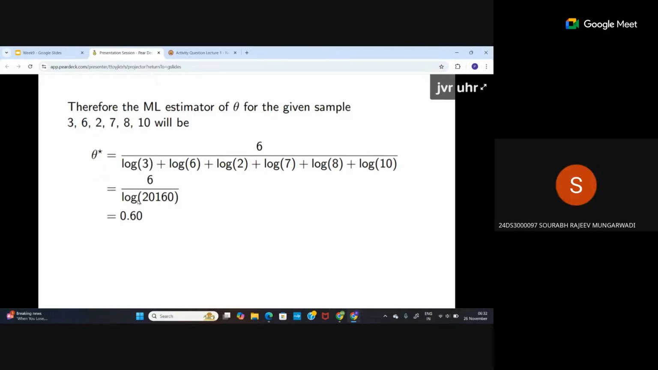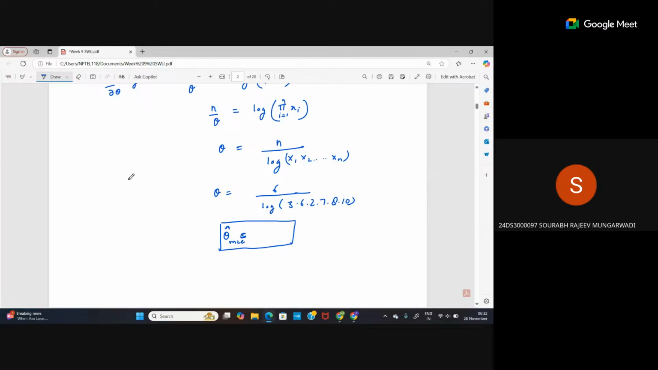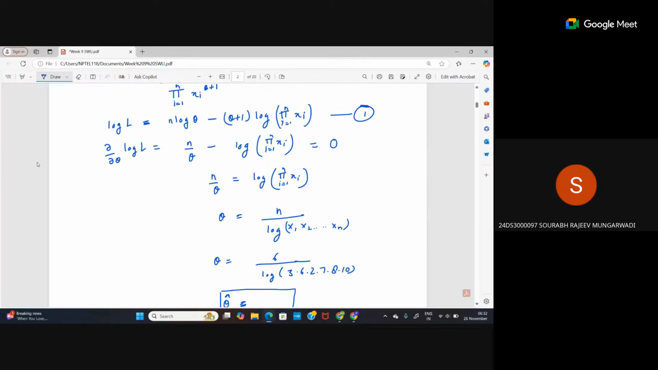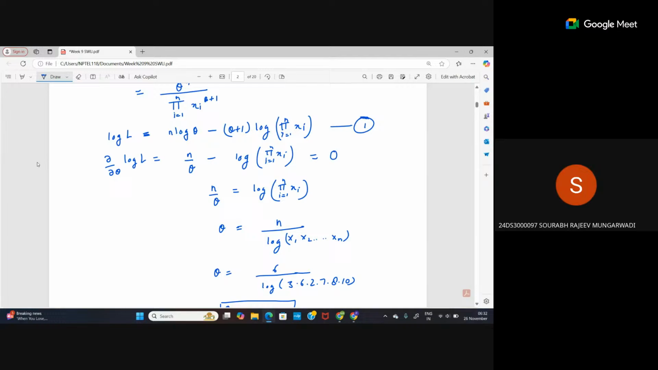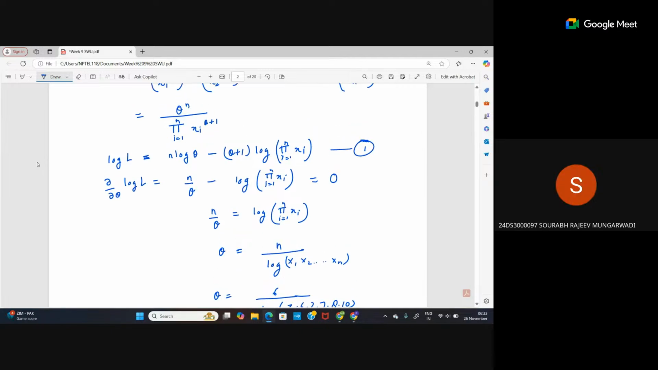Ma'am, I have a doubt on the partial differentiation where you are solving. If we scroll a little bit up, the equation one where log L is equal to n log theta minus that equation. If we differentiate with theta plus one log, do we have to solve that using the product rule, or how is it?